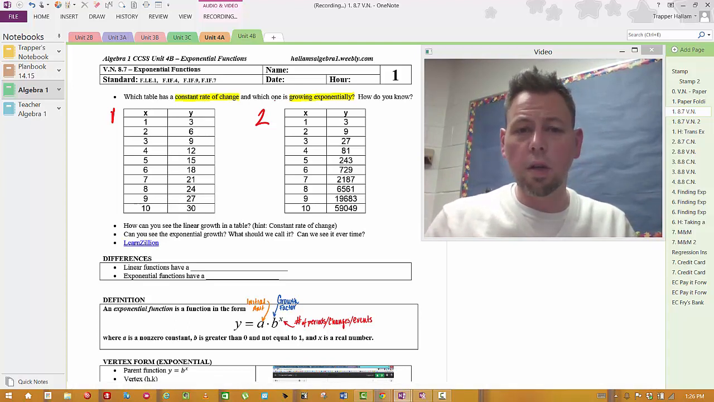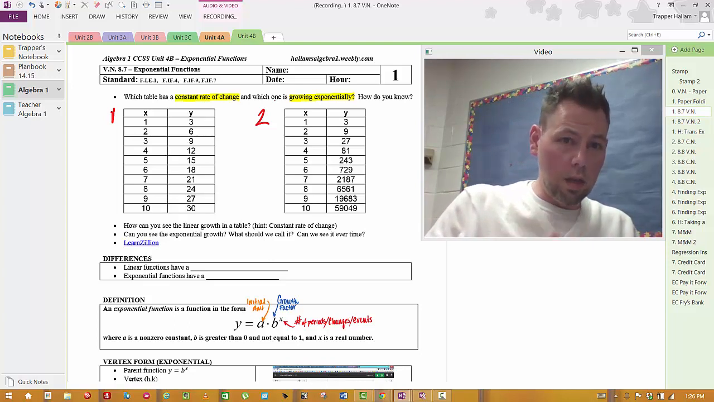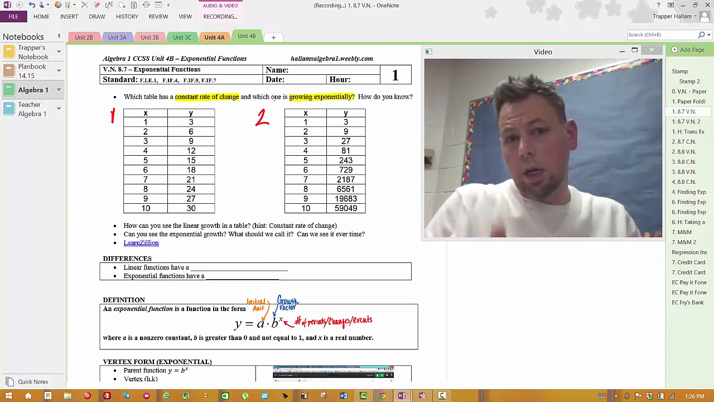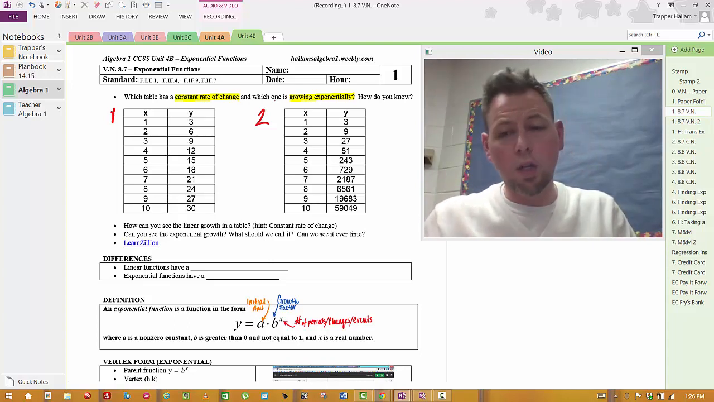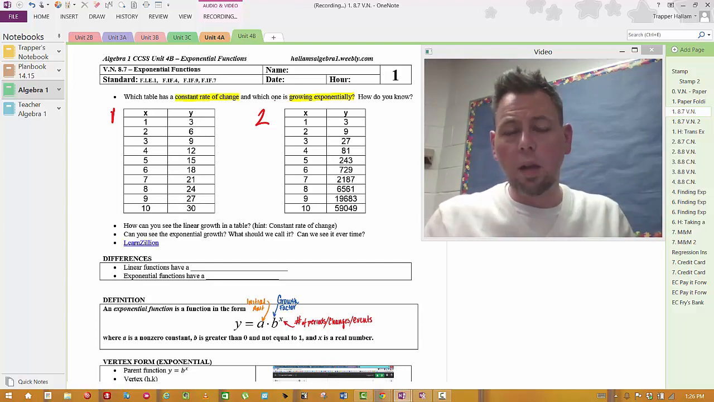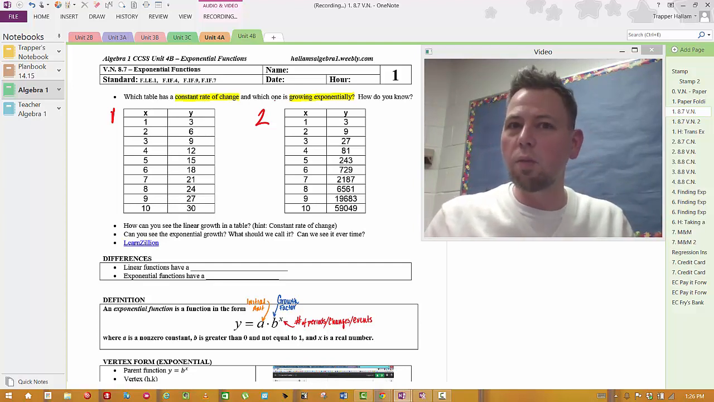I'm going to pause the video here in a second, and then I want you to think about which one's growing linear, at a constant rate of change, and which one's growing exponential. I want you to decide how you know that, and I want you to write that down. Then we'll meet back here.